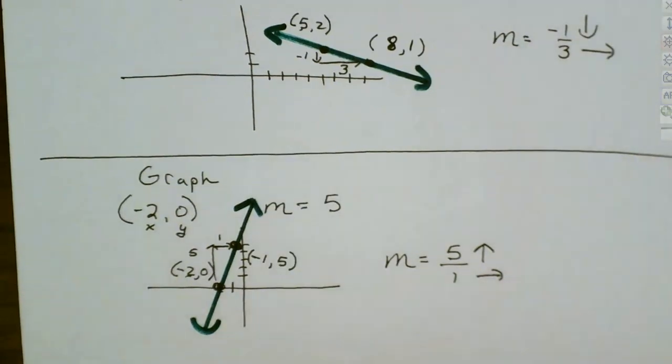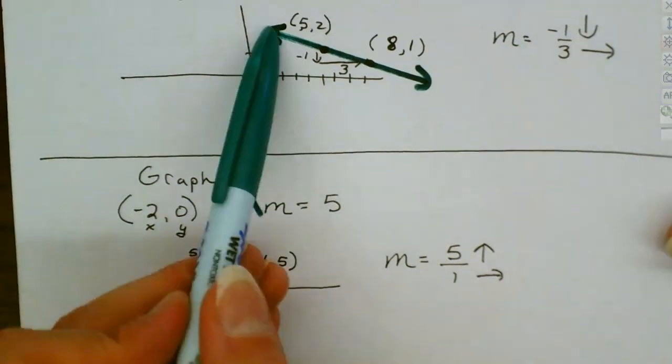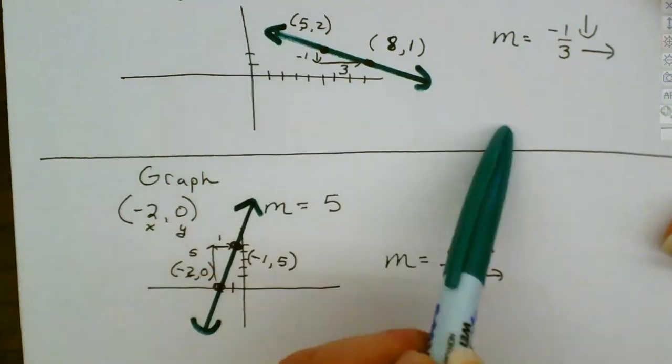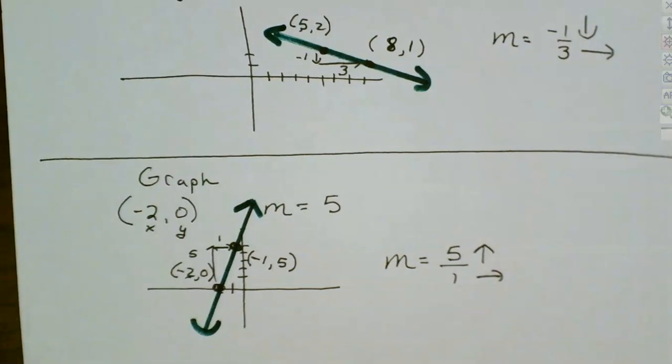You can always double check things. Like the previous one had a negative slope and it went down from left to right, so we know we probably did it correctly. So you can always look at the graphs and double check yourselves.